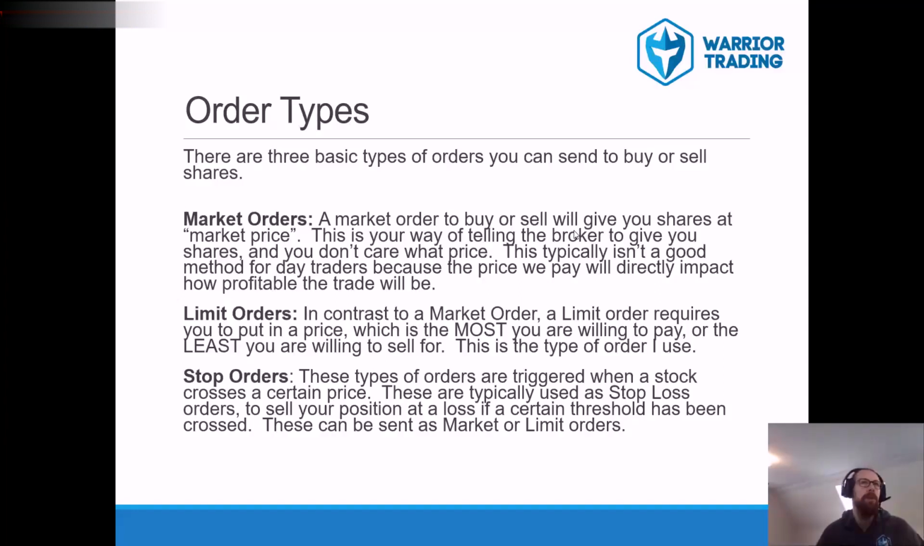I personally don't use stop orders to buy positions. I actually don't use them very often for managing risk either. I just use limit orders and I use my hotkeys. By using hotkeys, as soon as a trade doesn't look good, I can get out. I can press Control Z and bail, and I'm out of the position.